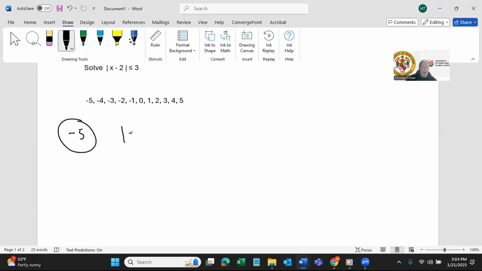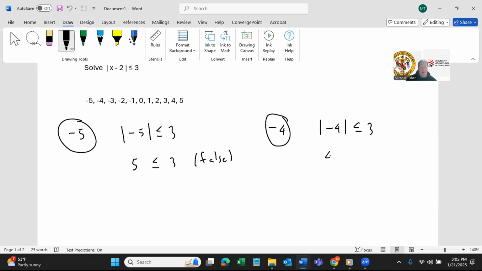Okay, so we're going to take the absolute value of -5 and make it less than or equal to 3. Absolute value of -5 is 5, less than or equal to 3, and that's false. So -5 inside the absolute value is not going to work in this case. So let's jump to -4. Absolute value of -4 is 4, and is 4 less than or equal to 3? Well, that's false also.